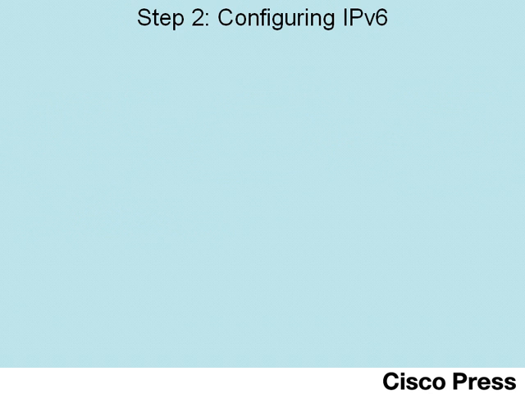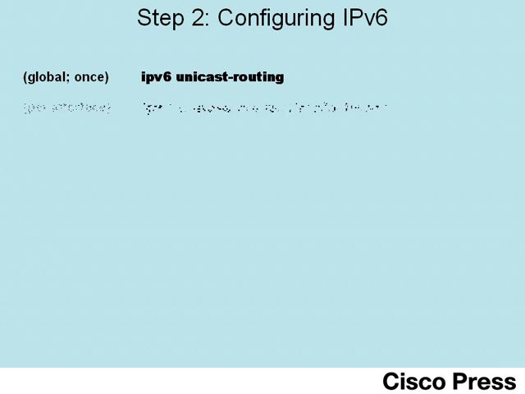Next, let's take a look at the IP version 6 configuration steps on a router. The first step is to use a global command in order to enable IP version 6 on a router. The command is IPv6 unicast-routing. At that point, you can then configure IP addresses on the interface with the IPv6 address command.